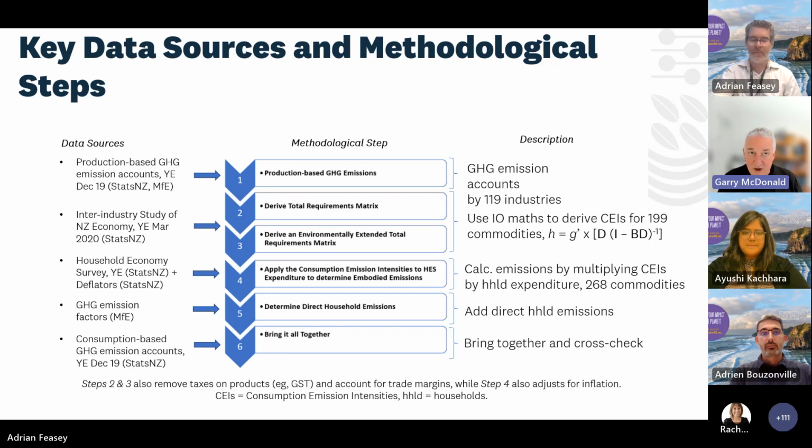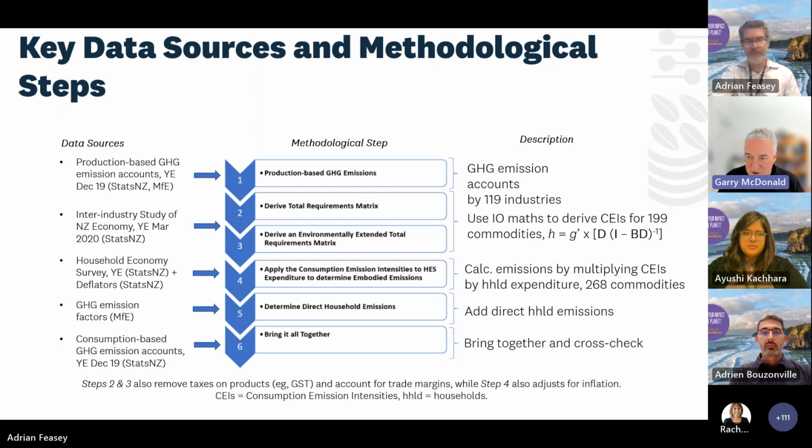We end up with our emission factors there by 199 commodities that are compatible with the supply tables that we've based it on, and we also then do the conversion through to the household economic survey in there. But there are some little technical bits in there that we've really got to look at. One of those things is that we need to remove taxes.